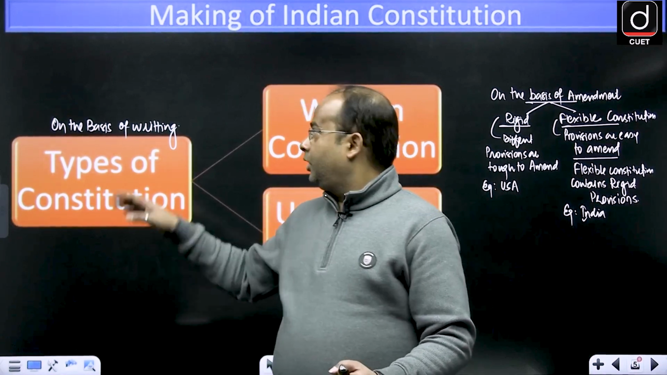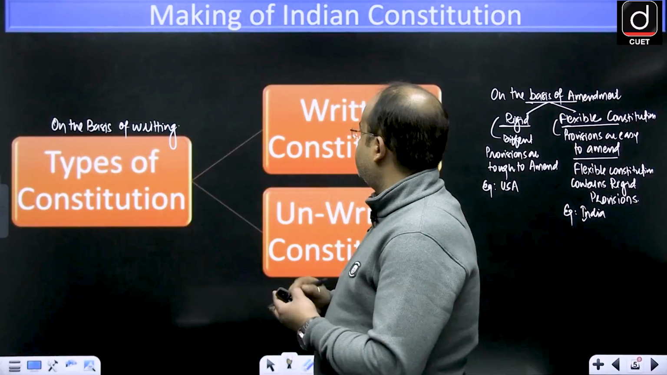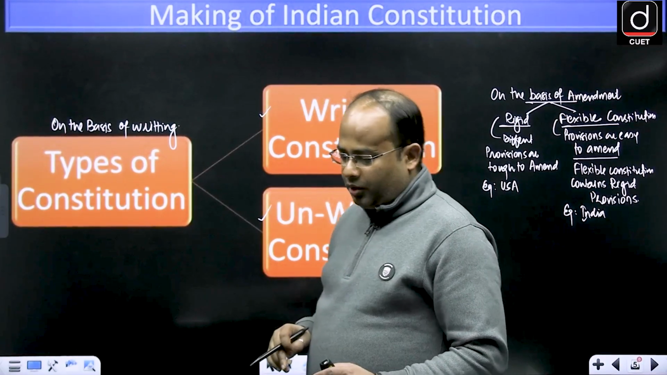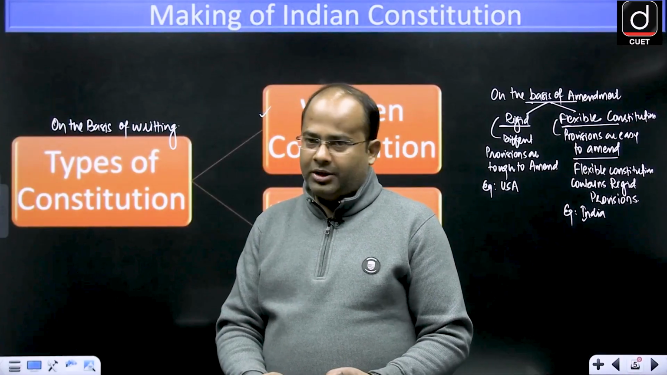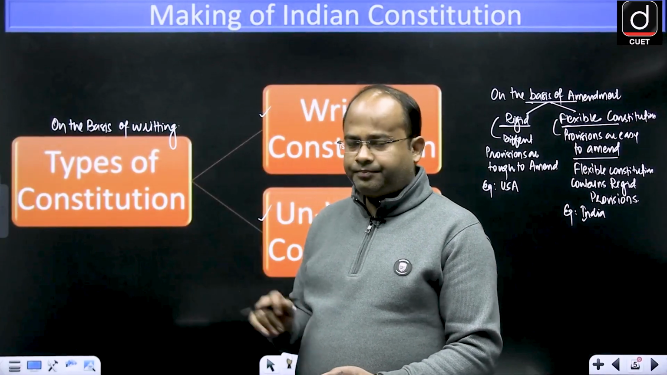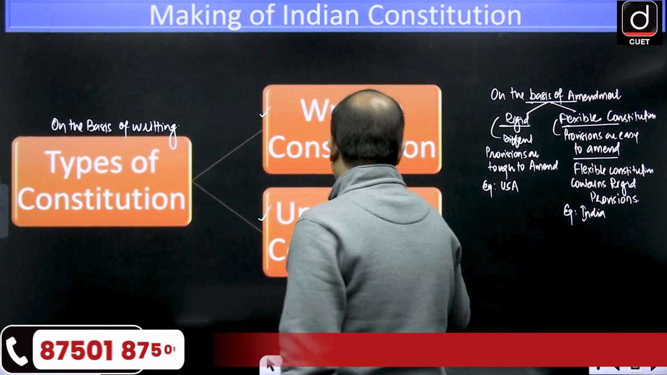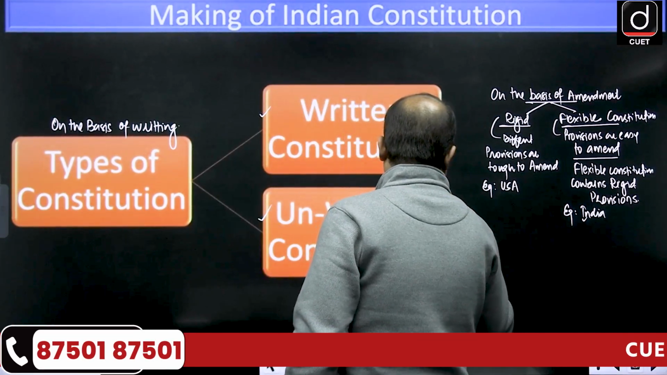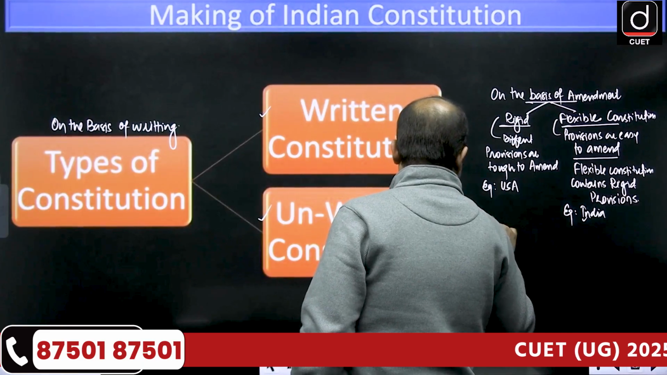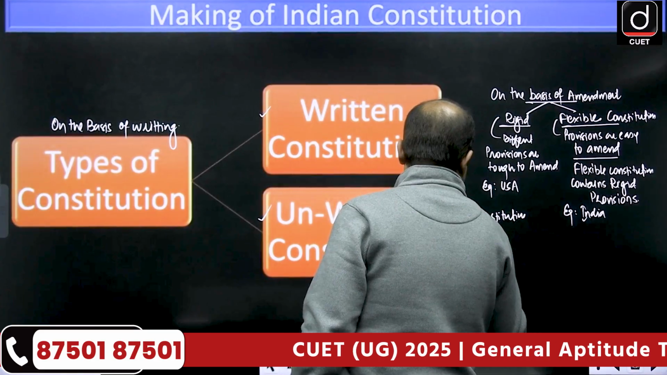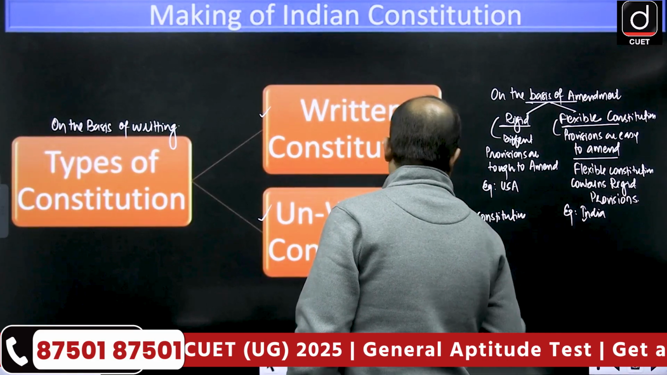Next we have, on the basis of writing, one is written constitution, another is unwritten constitution. Now guys, this written constitution, what does it mean? And unwritten: maximum of you, if you are thinking that unwritten constitution means oral constitution, then you are wrong, guys. Then you are 100% wrong.